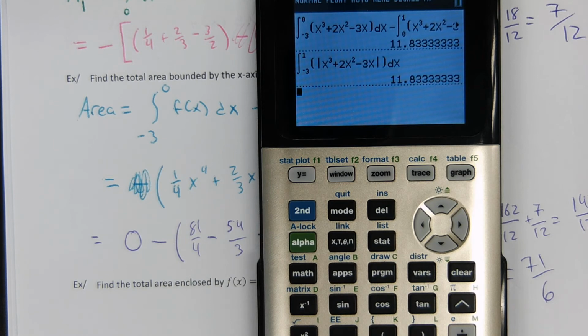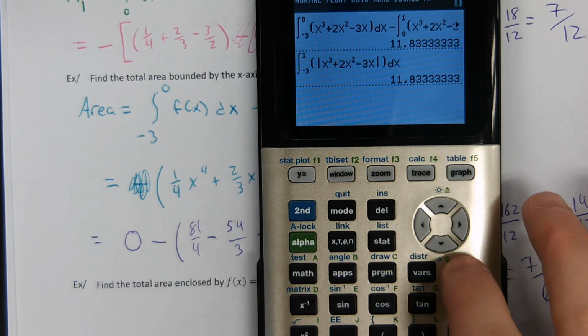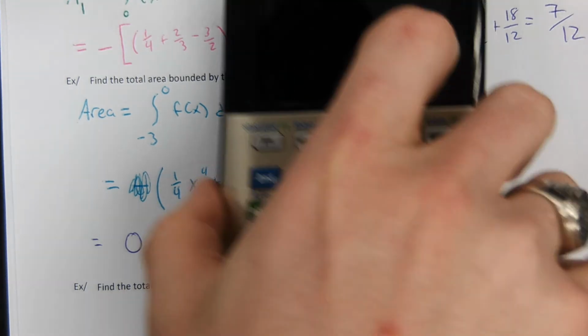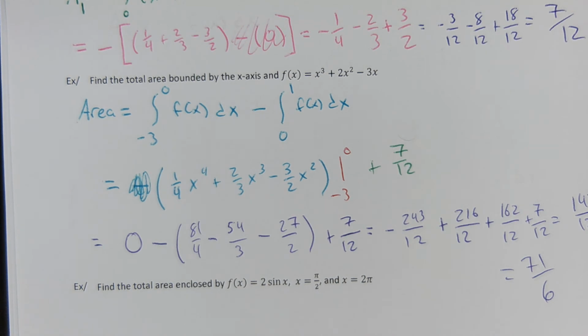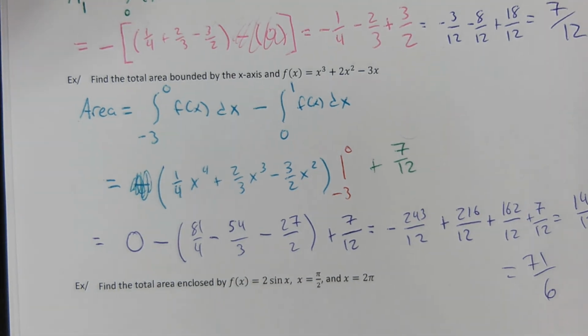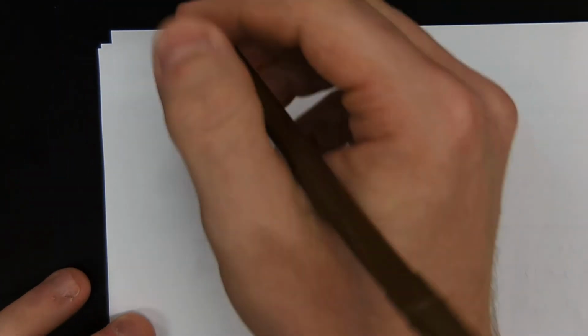We do not have the ability to integrate absolute values, but we do have the ability to split a region apart and then say plus that region or minus that region. Okay. You know what? I'm going to use some more space. I'm just going to flip the notes over and put this on the back. Pi over 2 and 2 pi, 2 sine x. Let's move it over to the back where there's more space.